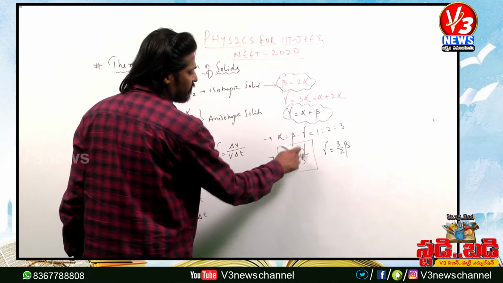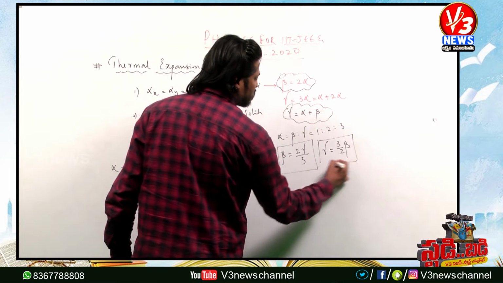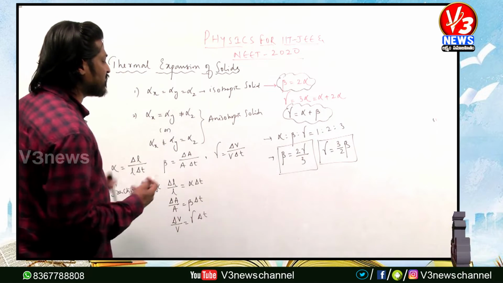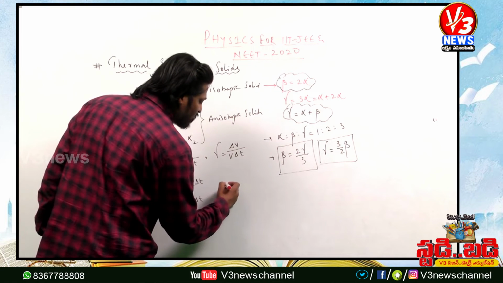Gamma value is 3 beta by 2. This is also one of the relations which you should remember for your competitive examination. But for the competitive examination, what is very important is the expansions.